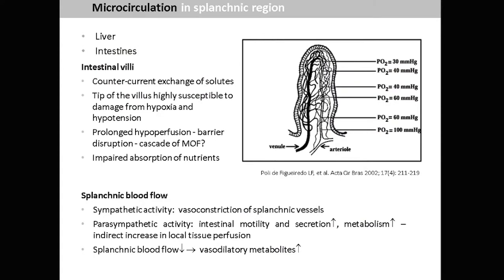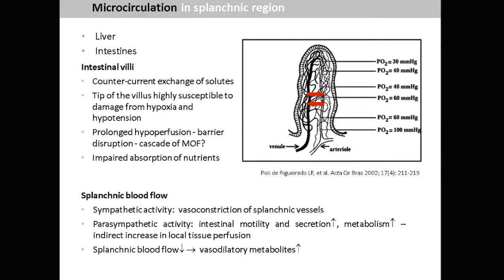When we go further to the microcirculation, we have the microcirculation of the liver and intestines. In the intestines, we have the intestinal villi. There is a countercurrent exchange of solutes, and please pay attention to the oxygen partial pressure there. In the arterioles it goes down, down, down, and there is a countercurrent exchange of oxygen as well. So at the tip of the villi, the oxygen tension is relatively low, and that makes it highly susceptible to damage, either from hypoxia or from hypotension or from both, and that's what we often observe in our critically ill patients.